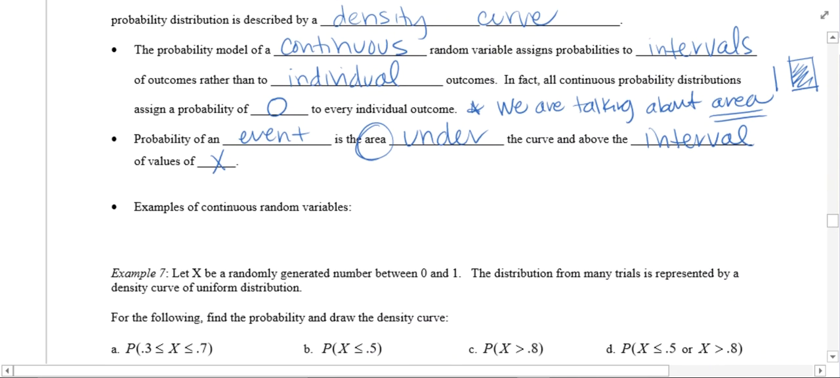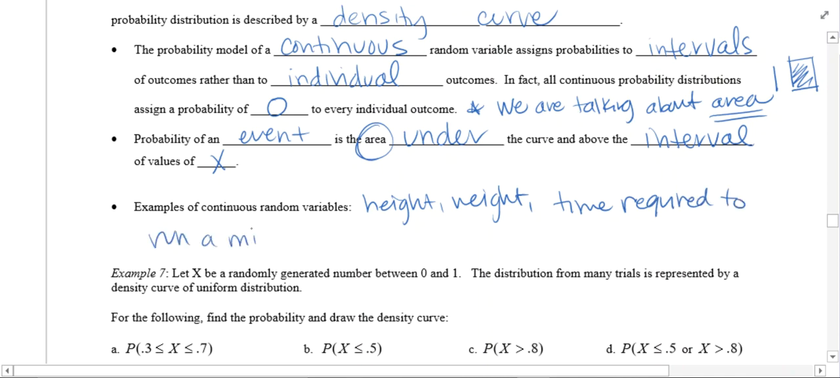So a couple examples of continuous random variables. We kind of saw some examples where we had to label some already. So things where measurement happens: height, weight, time required to run a mile, the temperature in a room, etc. So things that require measurement.